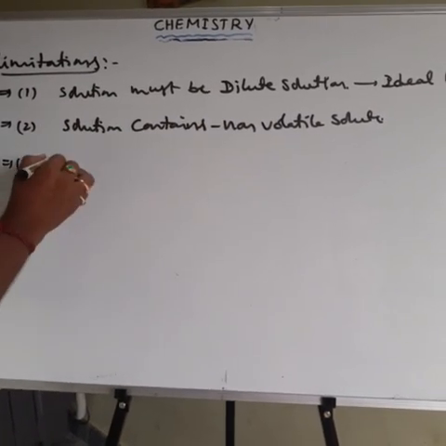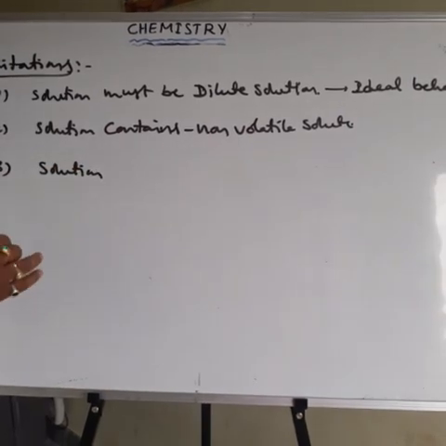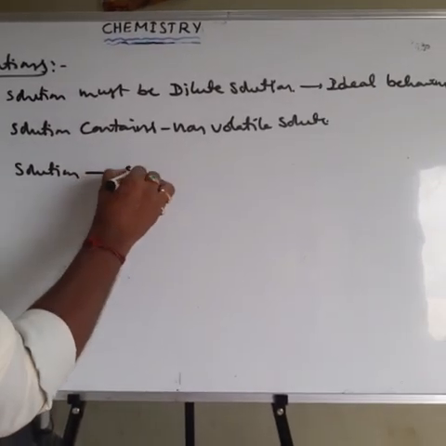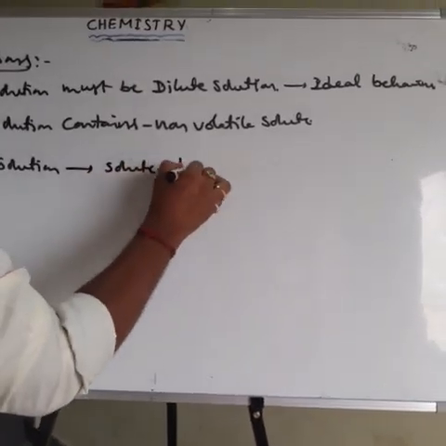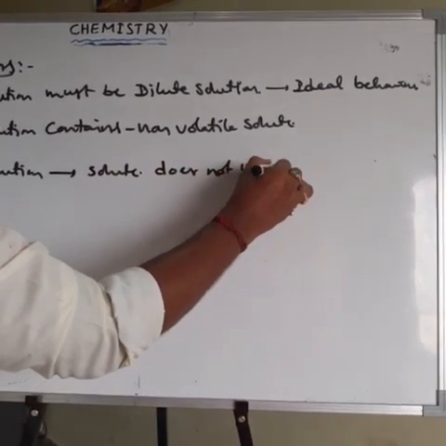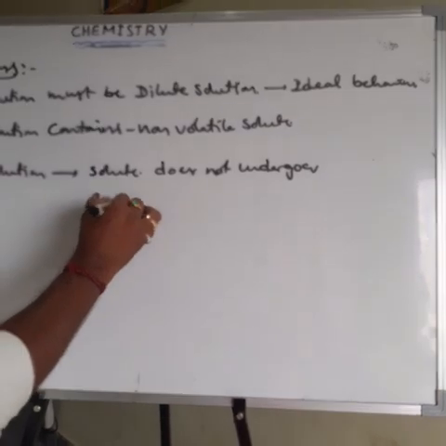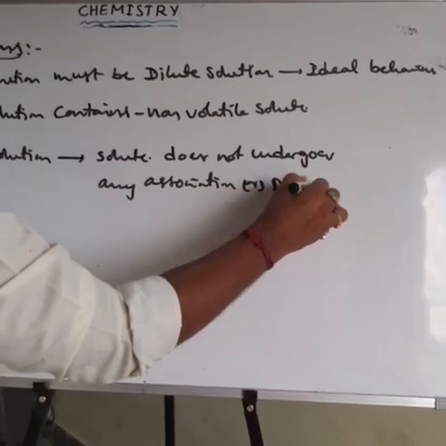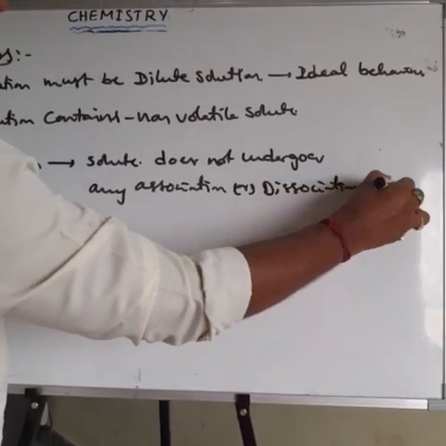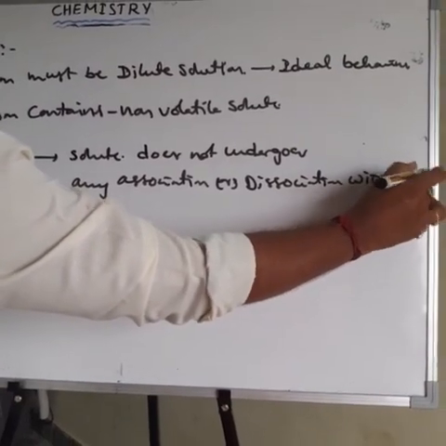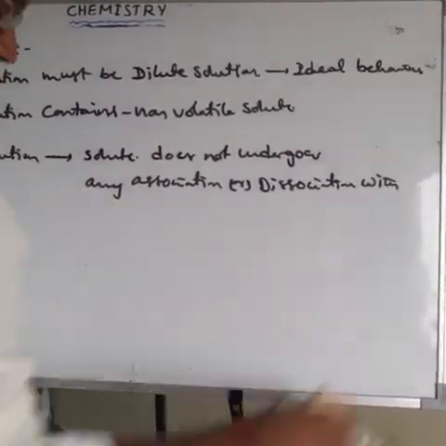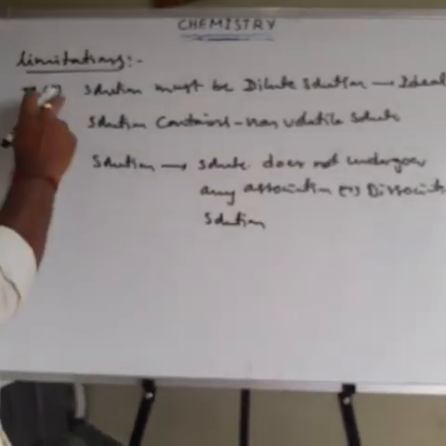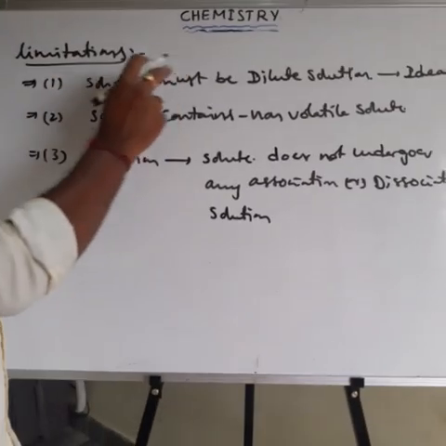Then the third point: the solution must follow Raoult's law when the solute does not undergo any association or dissociation in the solution. Once again, the first point: Raoult's law is applicable when the solution is dilute.